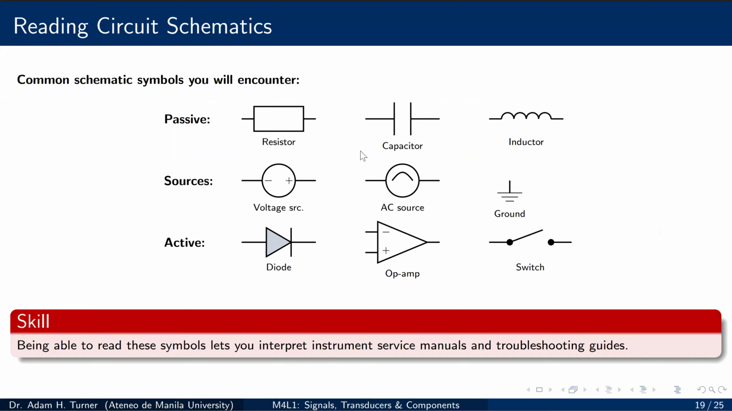In the middle row, we have voltage sources, so we have a direct current, an alternating current, an AC current with a sine wave inside, and the ground symbol here, okay? Then at the bottom row, we have some active components such as a diode, which allows current in only one direction, an op amp or an operational amplifier. This is a triangle symbol with plus and minus inputs and one output, and this will be important in our lecture two. And then the third one here is a switch. You don't need to memorize each one of these today, of course, but you should be able to recognize these in an instrument manual by the time you're done.